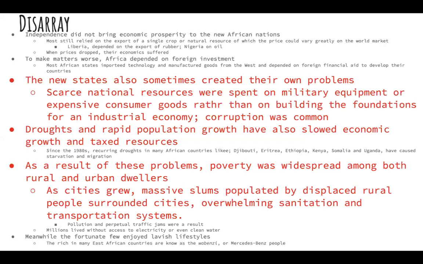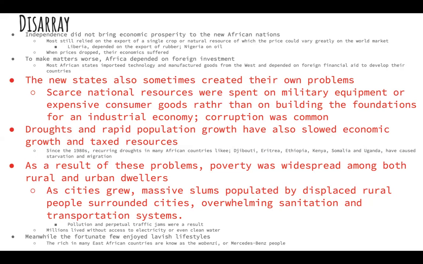All right, disarray. Independence did not bring economic prosperity to the new African nations. Most still relied on the export of a single crop or natural resource, which the price could vary greatly on the world market. Liberia, for example, depended on the export of rubber, Nigeria on oil. When prices drop, their economies will suffer.